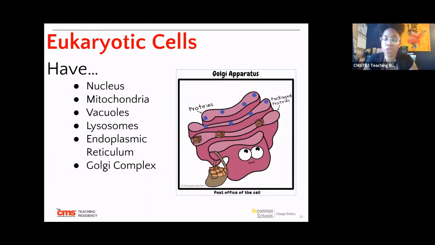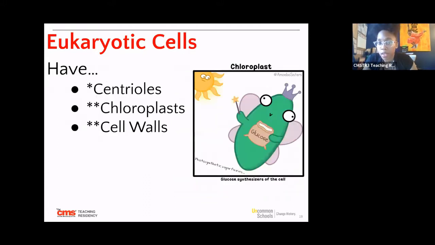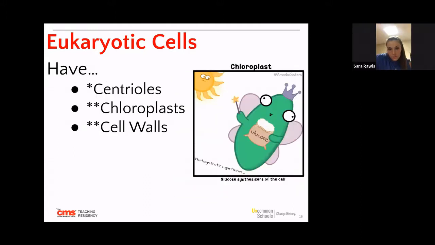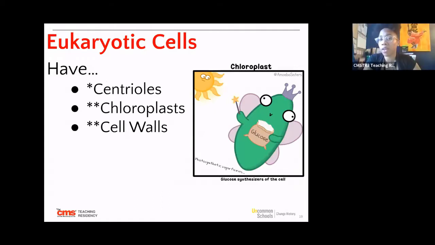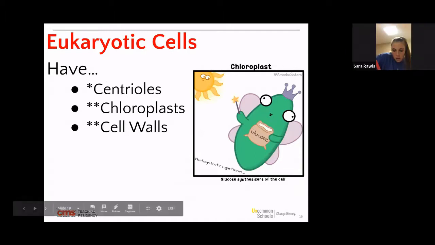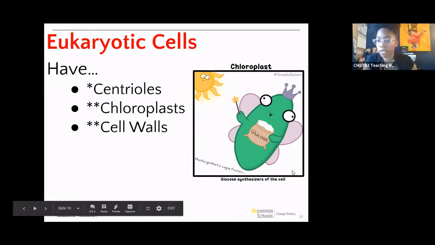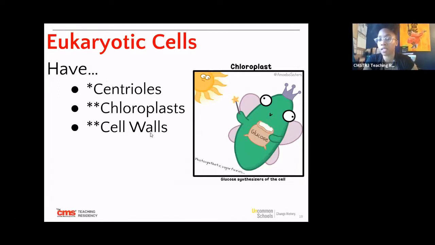Now, there are 3 other organelles that are only found in either plant or animal. So the first one is a centriole. Centrioles are only found in animal cells. Okay, so you don't find these in plant cells, and that's because centrioles help with cell division, mitosis and meiosis process. You don't have the exact same mitosis and meiosis in plants, so you only find centrioles in animal cells.